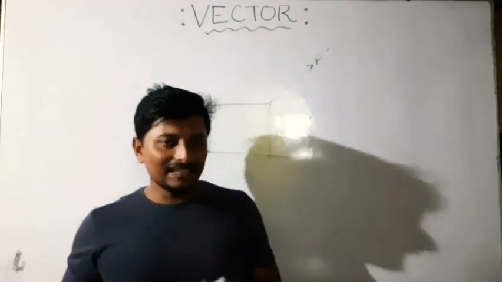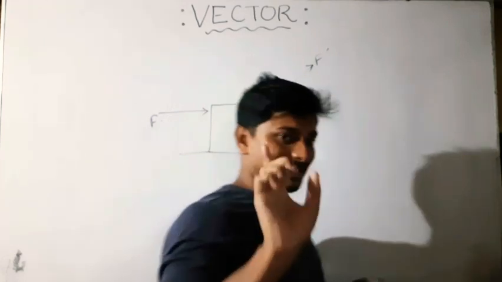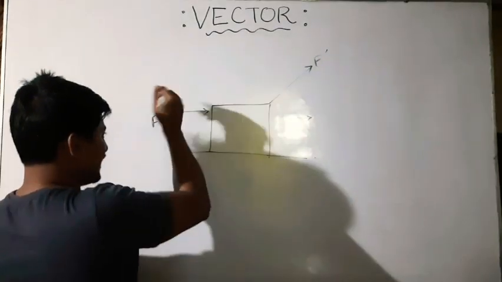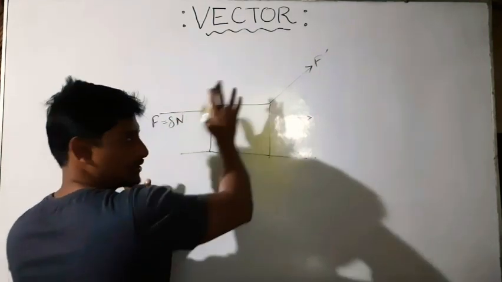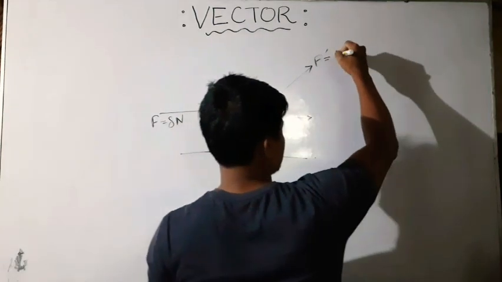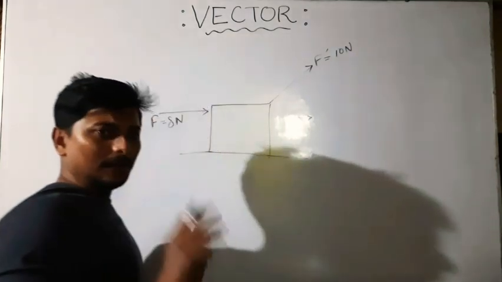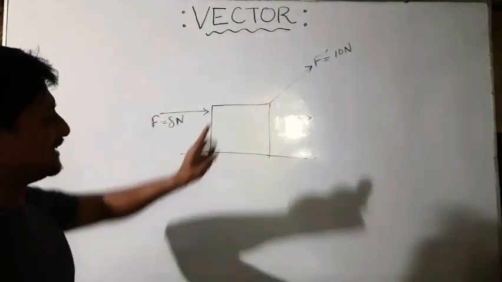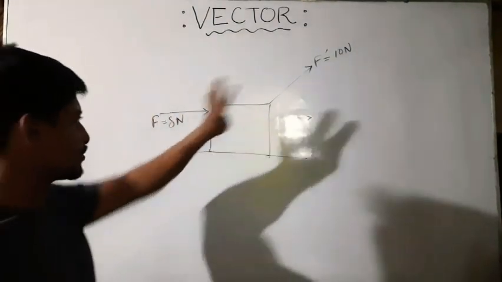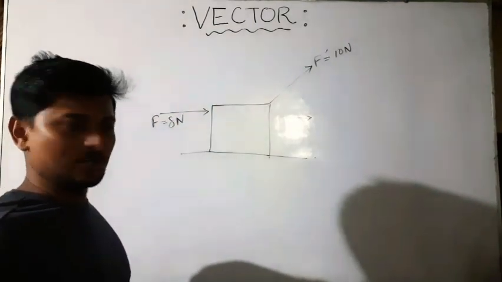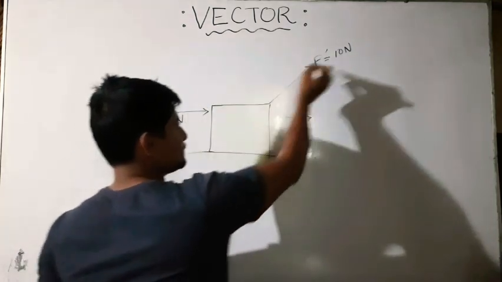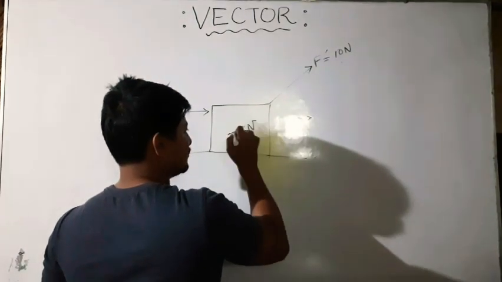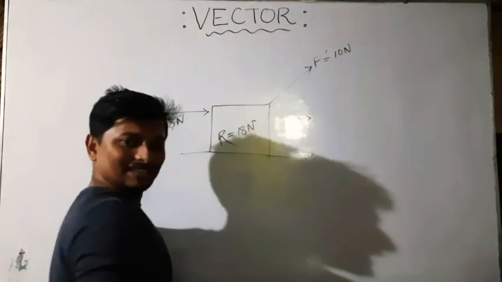Now, interestingly, let me give a hint. Say this particular force is 8 Newton, and this force is 10 Newton. Now, if I ask you what is the resultant force acting on it, how much total force is acting on it? What will you do? 8 plus 10, it gives 18 Newton. You will say this is the resultant, isn't it?